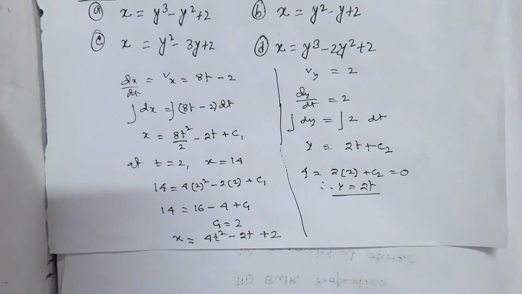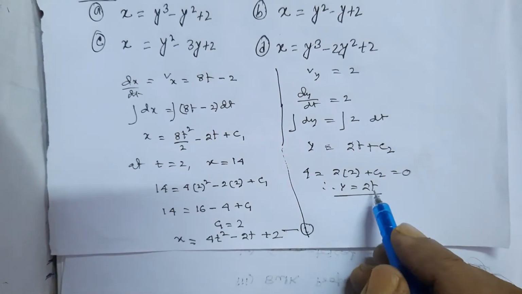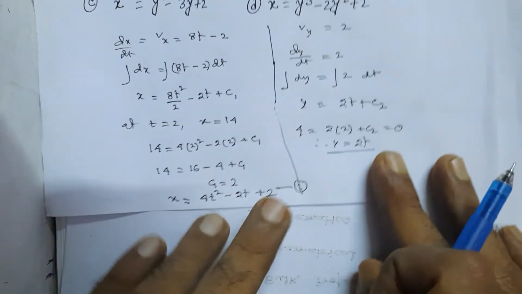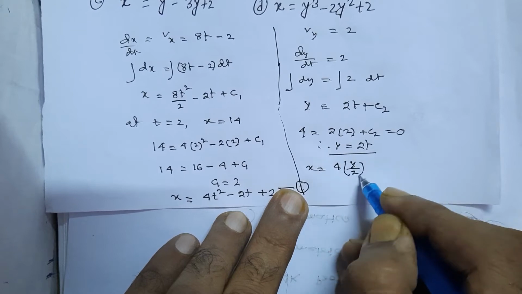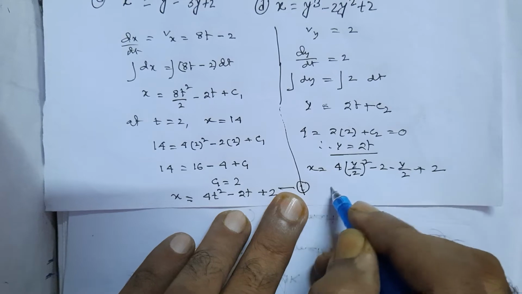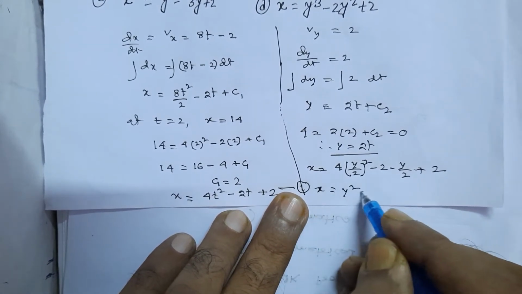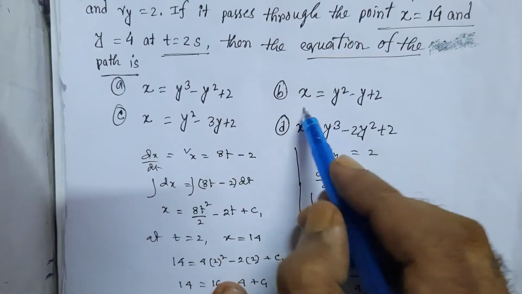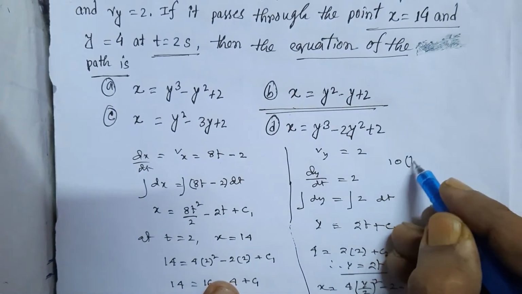And to find the equation of the path, we have to put t equals y by 2 in the first equation. So x equals 4 into (y by 2) whole square minus 2 into y by 2 plus 2. That is, x equals y square minus y plus 2. So B is our correct answer. So the correct answer to question number 10 is B.